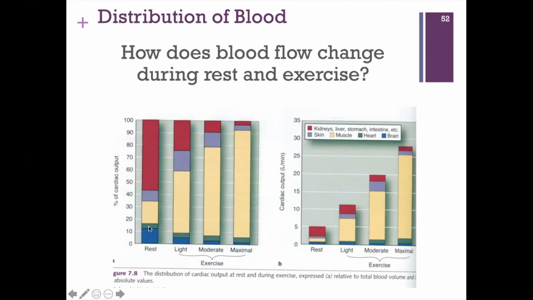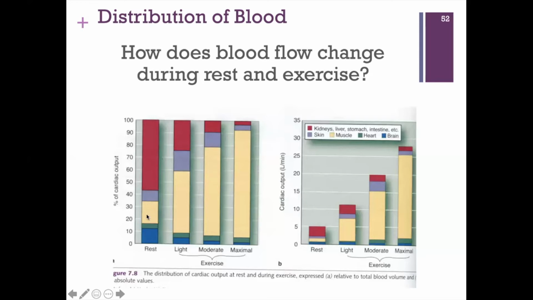Here in the green, we have the heart. And what ends up happening is that we are staying around the same percentage of cardiac output as we move across from rest to maximal exercise. But the volume is increasing over time up to about 5-fold because of the more demand that we have. So the percentage stays the same, but the volume goes up. Now let's take a look at the muscle.